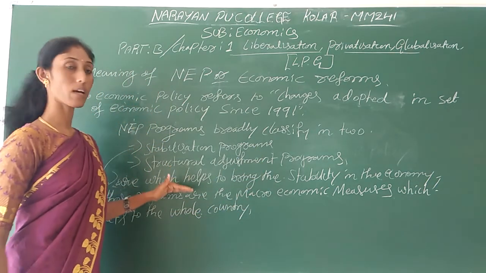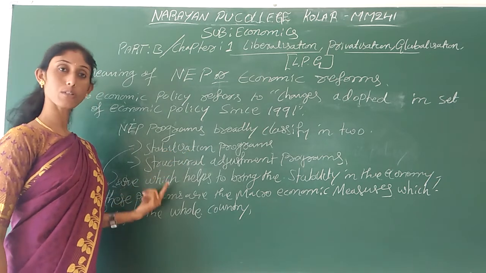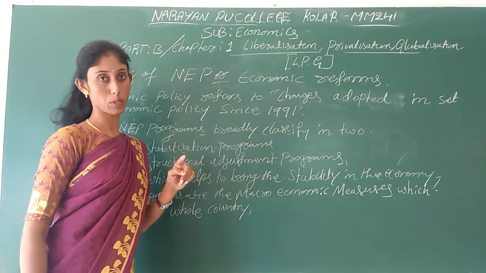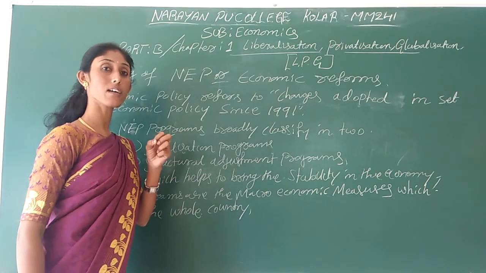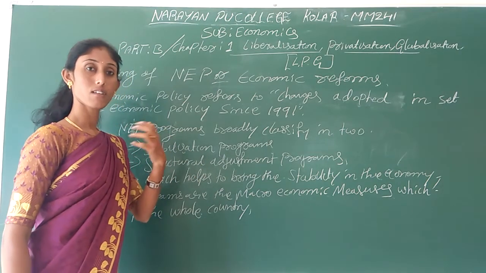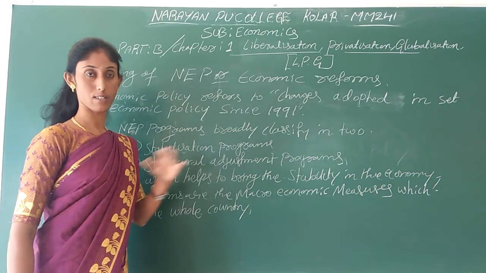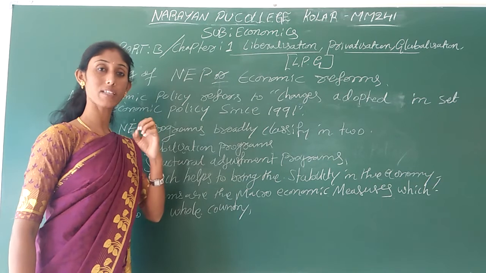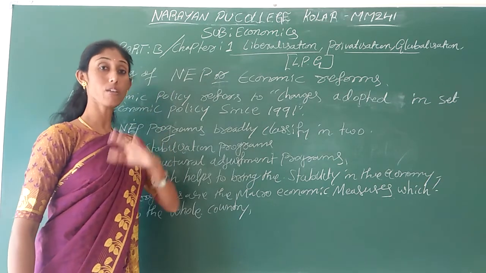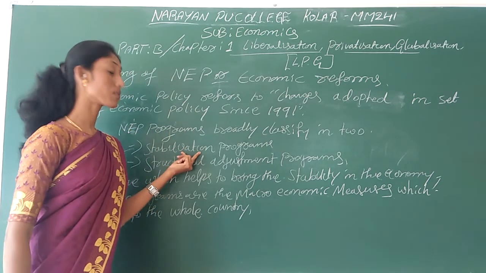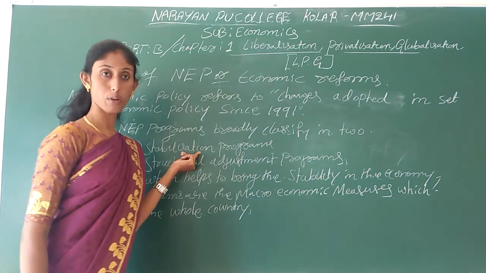And this program's aim, the stabilization program's aim, is to correct the deficit BOP and to bring control in the price level. Bringing control in the price level means reducing the inflationary pressure. These are the main aims of this stabilization program.